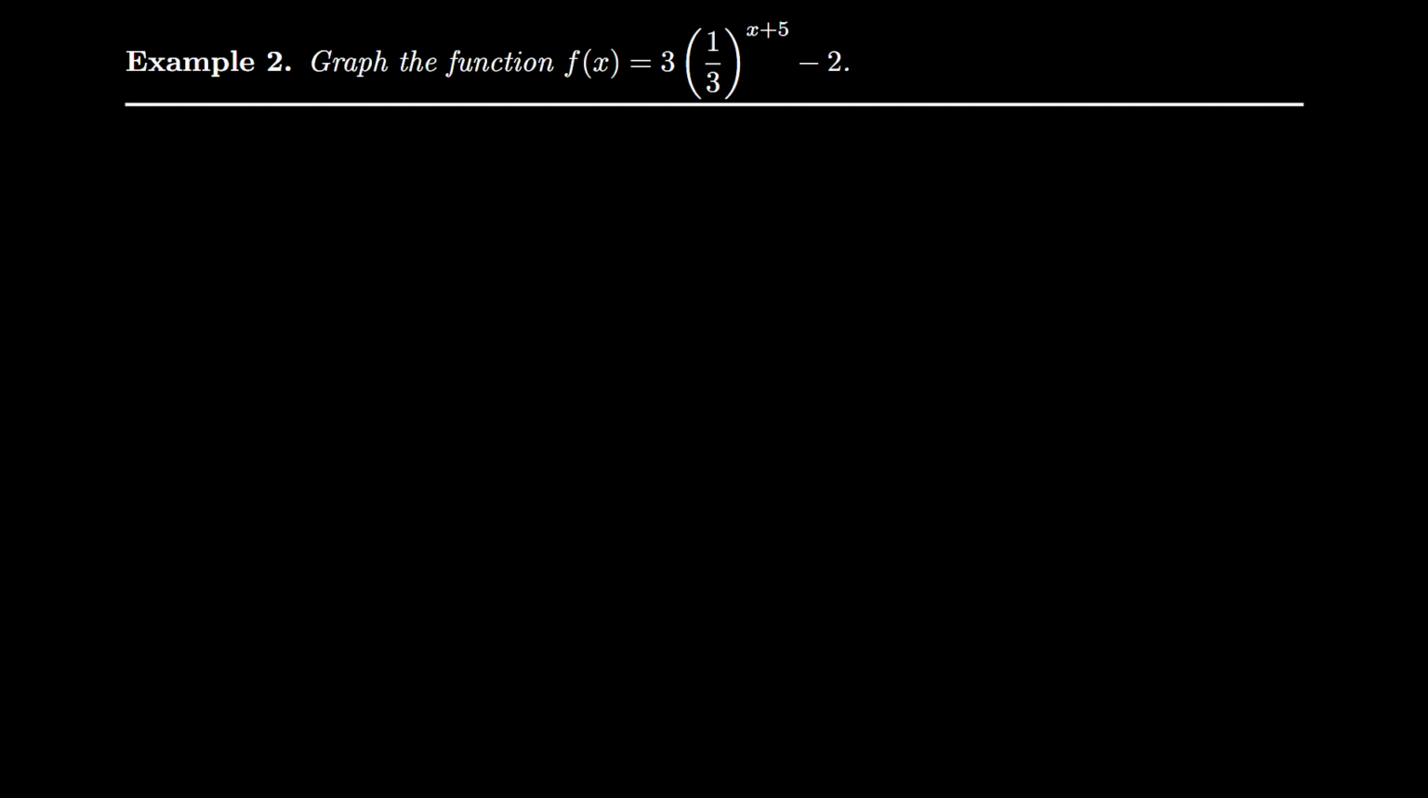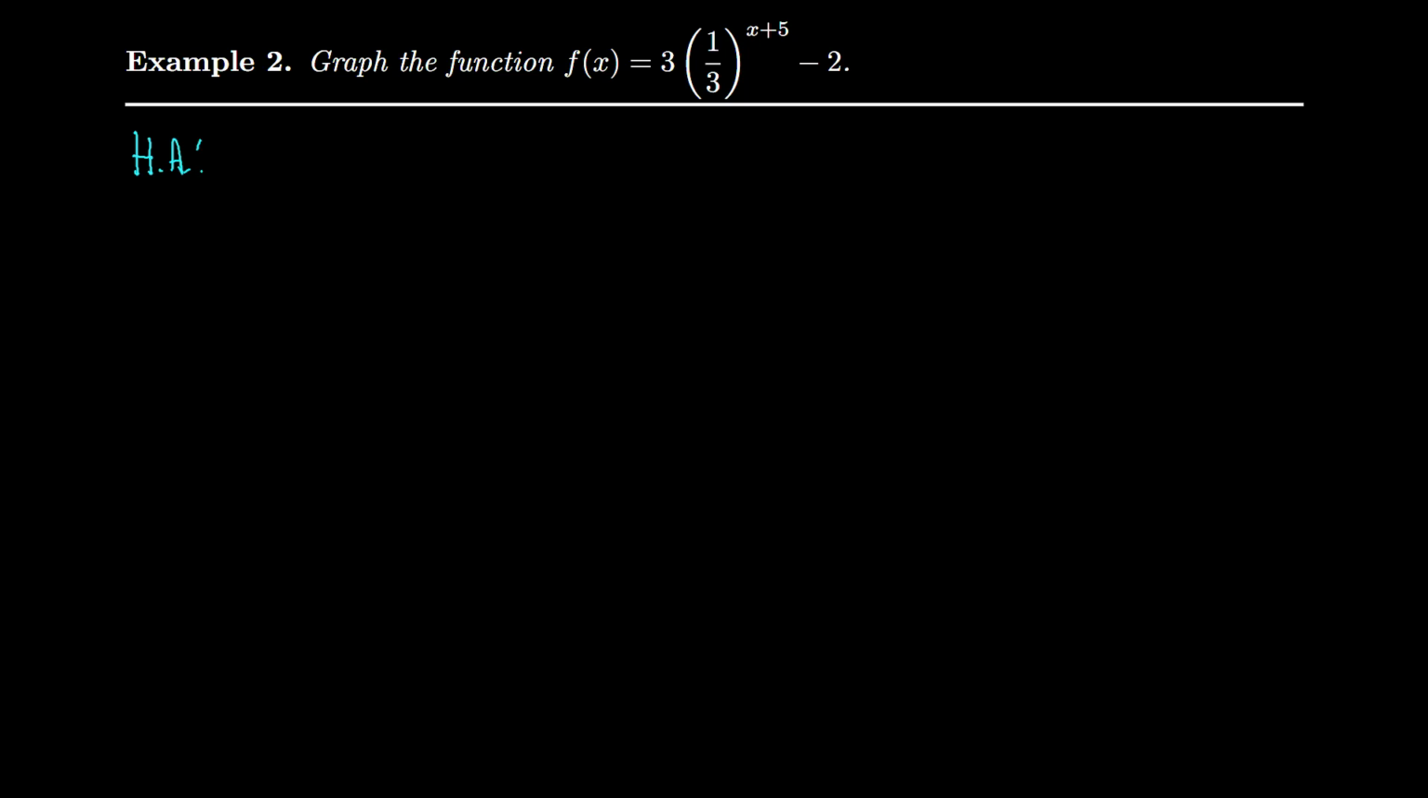We want to graph the function f of x equals 3 times 1/3 to the x plus 5 power, minus 2. Cool. No problem. We can do that all day. It's the exact same thing. You're going to have a horizontal asymptote. That's the first thing you take care of. Just look back at your list.